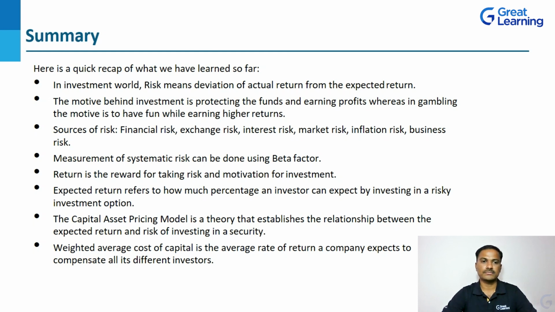And at the last, we have seen what is the weighted average cost of capital. This is also called as overall cost of capital. So weighted average cost of capital is the average rate of return a company expects to compensate all different investors. So what is the cost involved in each of the sources that has been borrowed from so that they can compensate to all the investors.